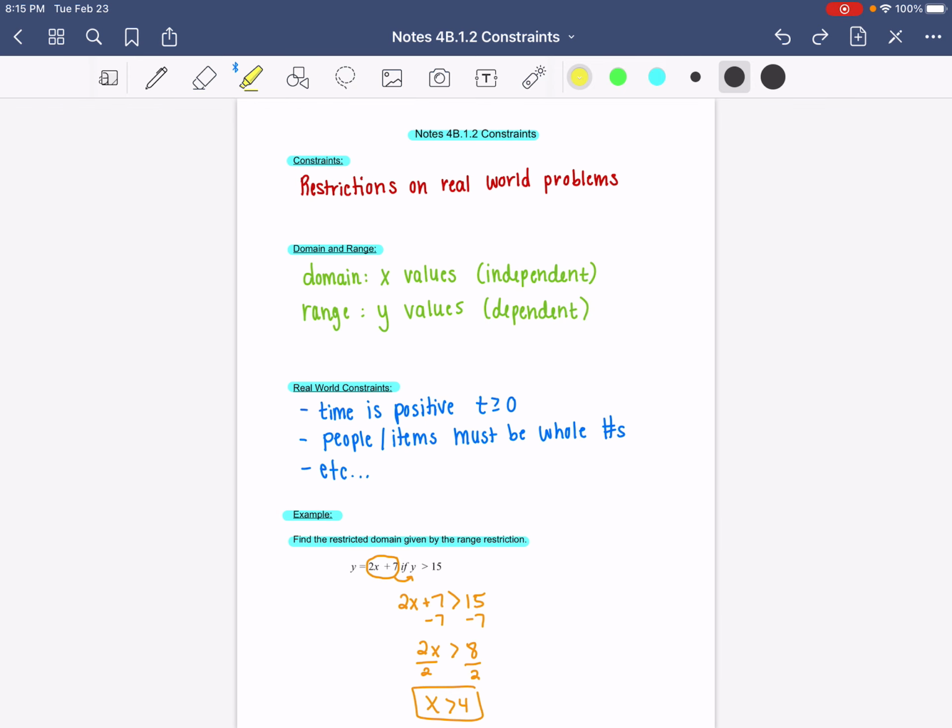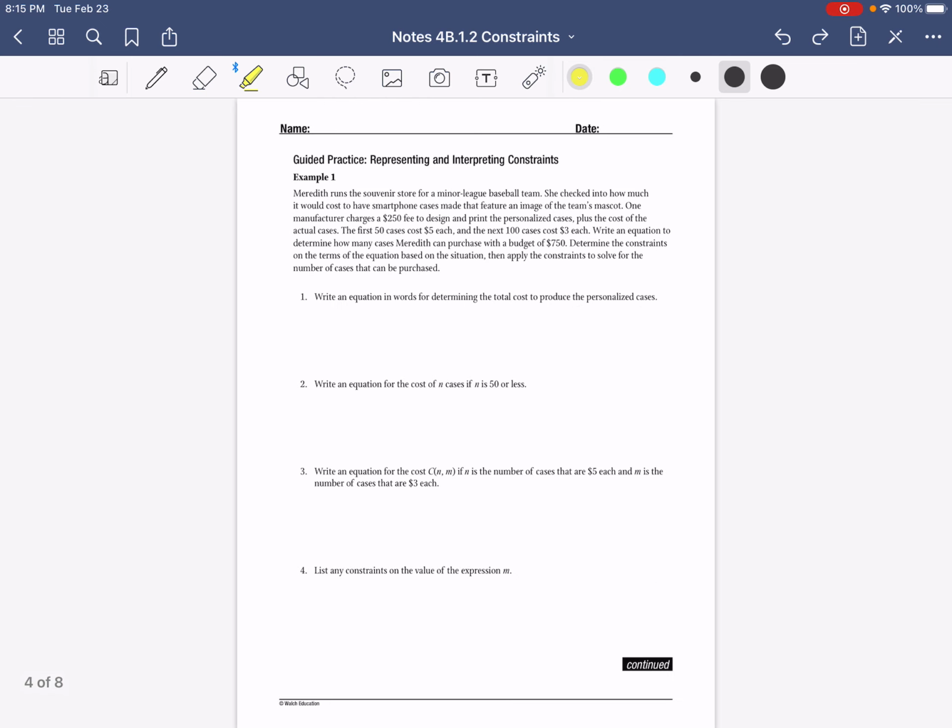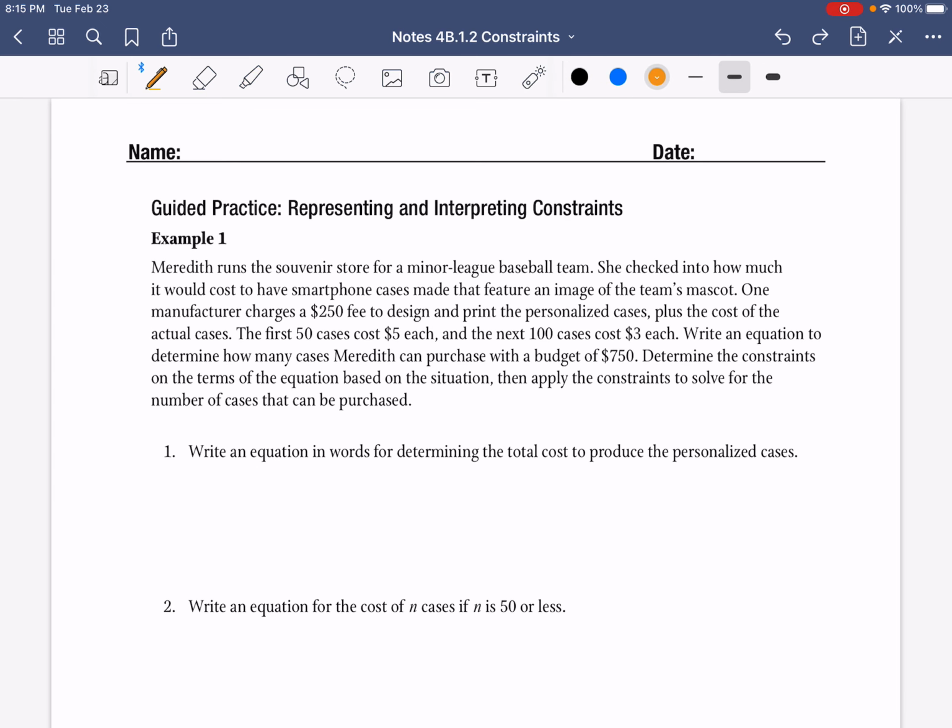So you have similar problems like that on your homework tonight. All right, let's go ahead and grab our workbook. This is workbook unit 4B. This should be page 19.